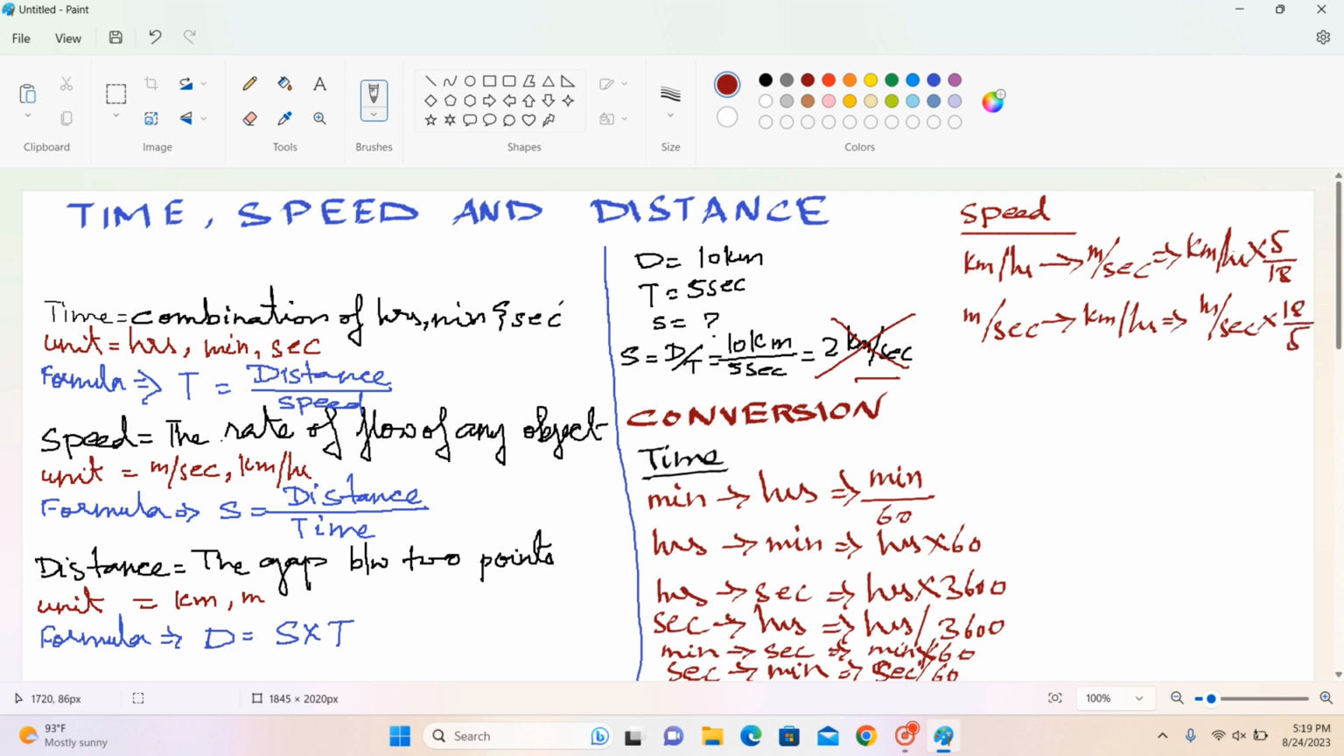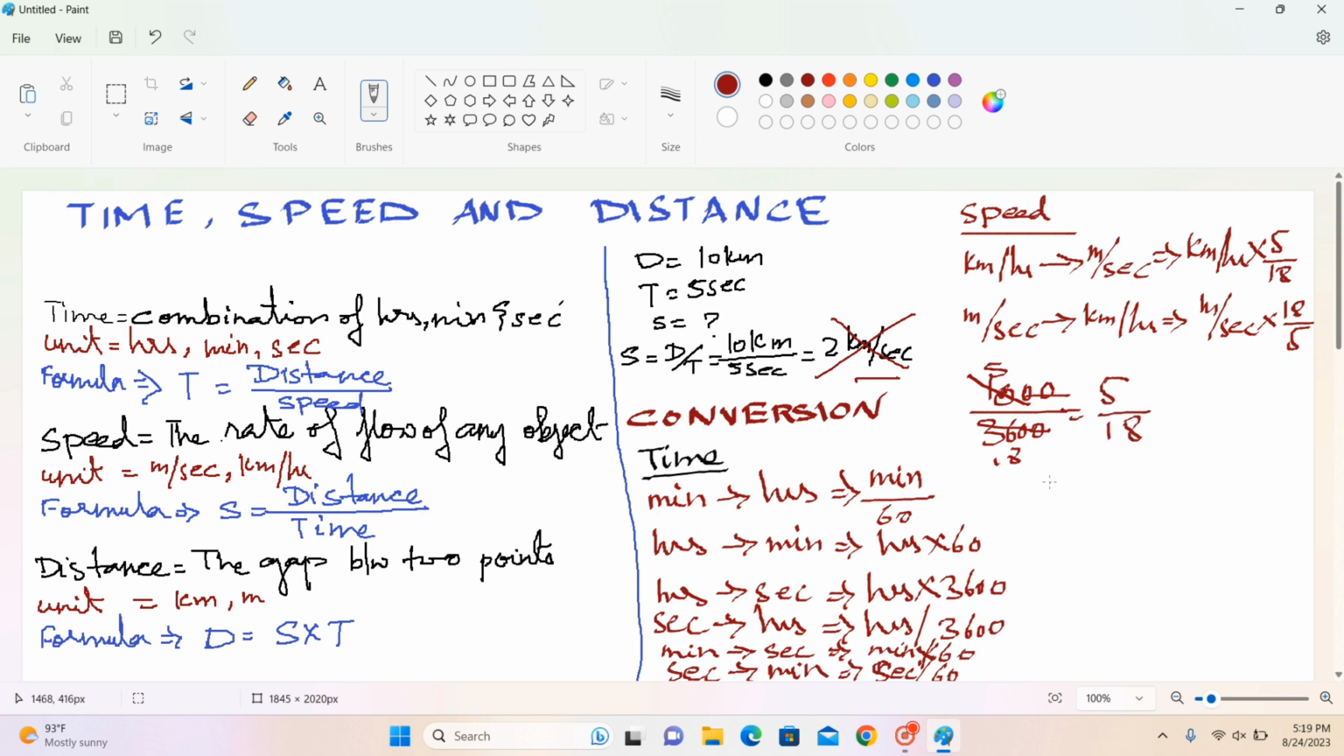How did we get that 5 by 18? Let's see. 1 kilometer is how many meters? 1000 meters. So 1 hour is how many seconds? 3600 seconds. When we cancel that, 2 5s are 10, 2 18 times. So we have got 5 by 18. That's the reason we are multiplying with 5 by 18.